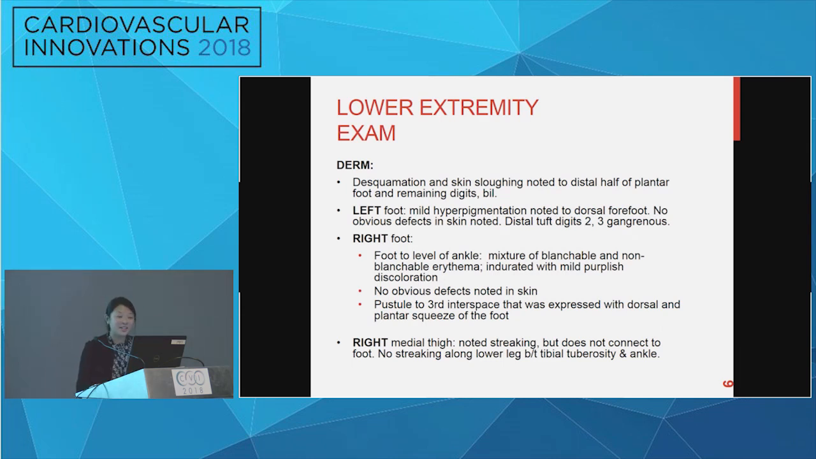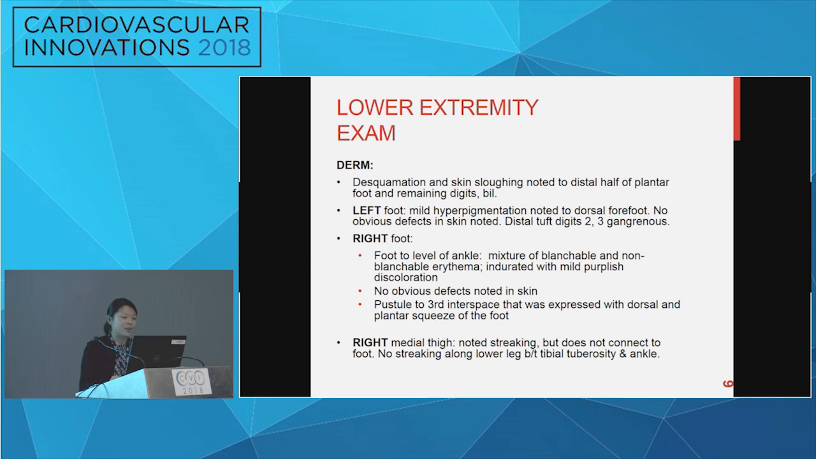So derm-wise, we did note he had desquamation and skin sloughing to the plantar aspect of his bilateral feet distally. On the left foot, he had hyperpigmentation to the forefoot, no obvious defects in the skin, though it was noted that his left second and third digits were gangrenous. The right foot, extending from the foot to the low ankle, was a mix of blanchable and non-blanchable erythema. On top of that, it had this indurated, mild purplish discoloration. Again, no obvious defects in the skin, though a pustule was noted in the third interspace and expressed.